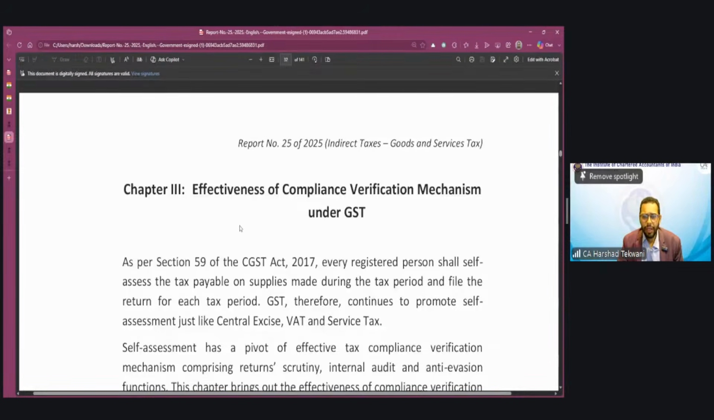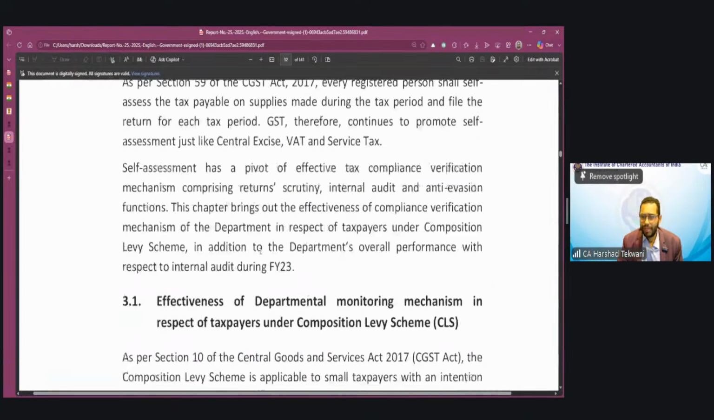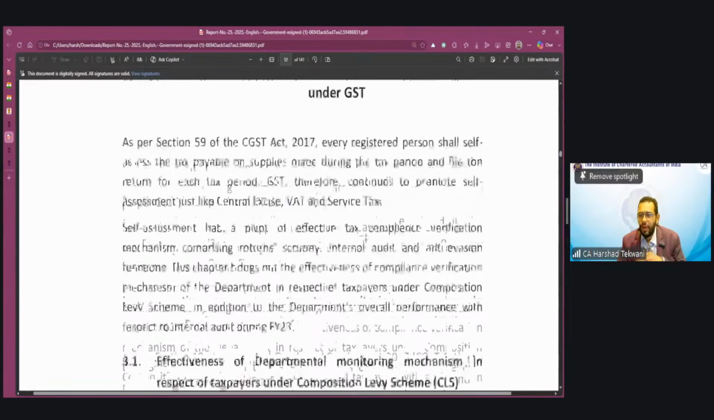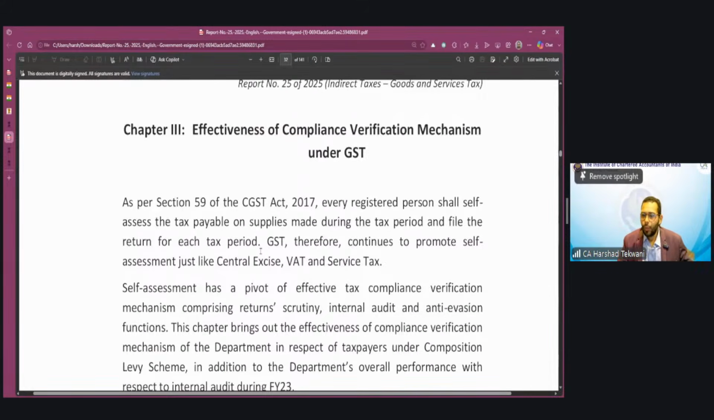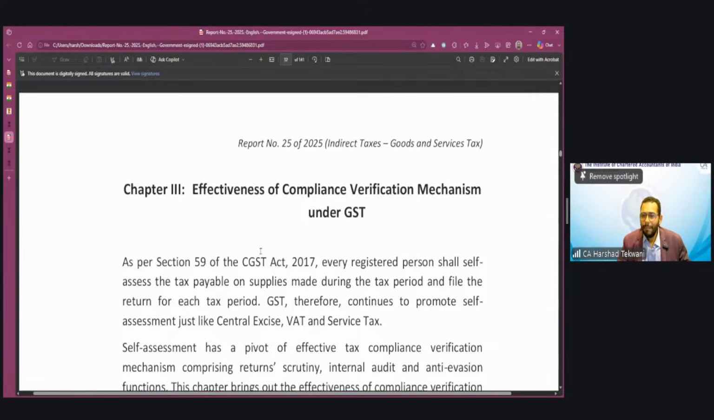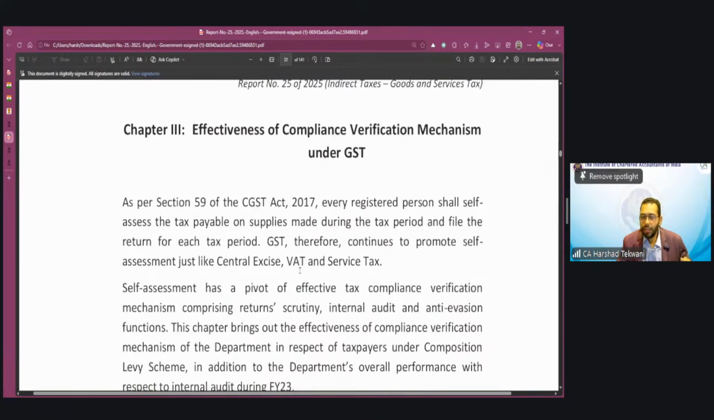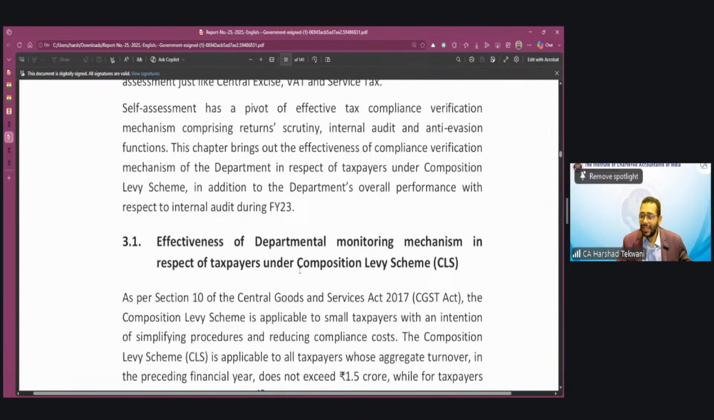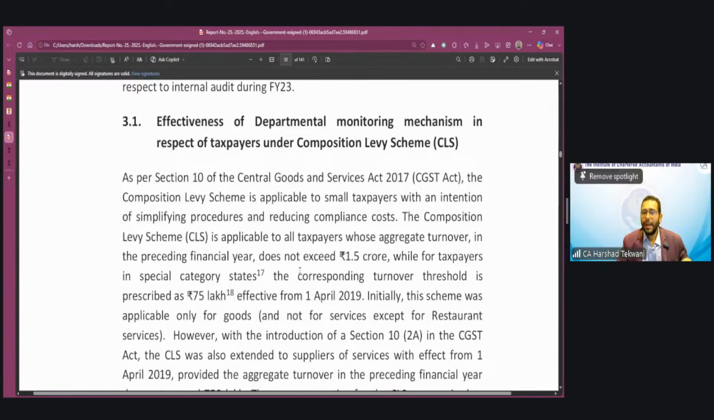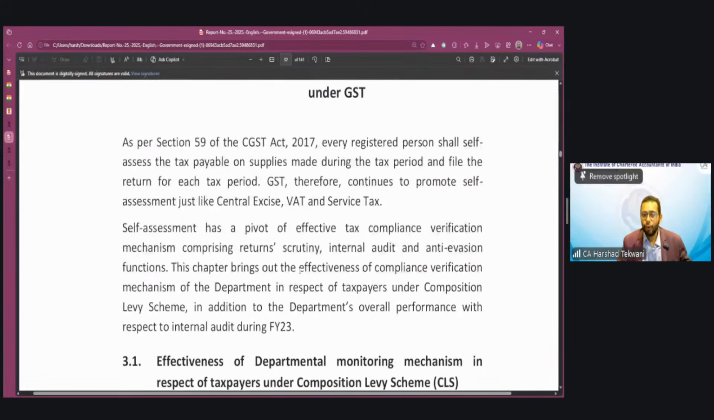Now, effectiveness of the compliance verification mechanism under GST. We will not go into the GST, but what they are doing here is that the subject matter is nothing but the law, or you can say the activities of the department. They are seeing whether that activity of the department, or the law, is being complied with, is being followed in an appropriate way.